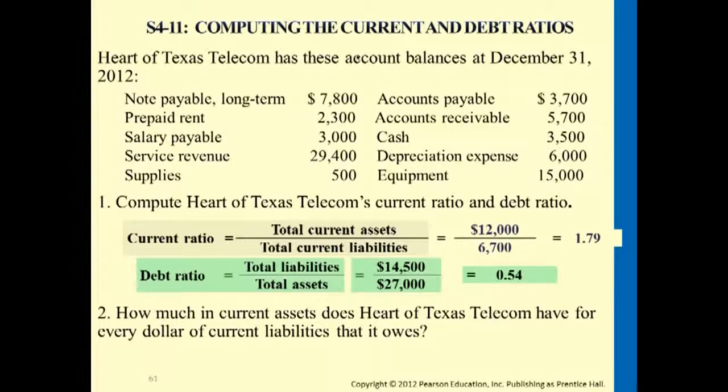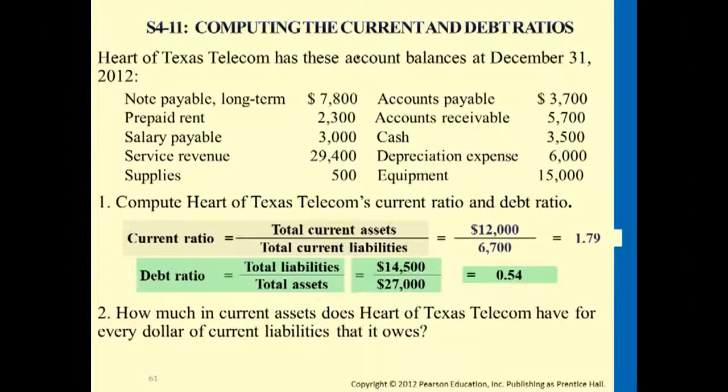It gives you 1.79. Remember, the rule of thumb here is if it exceeds 1.5, then it's considered pretty good. We want to have this ratio as large as possible. That means we have enough current assets to pay off current liabilities. So this is a good sign.